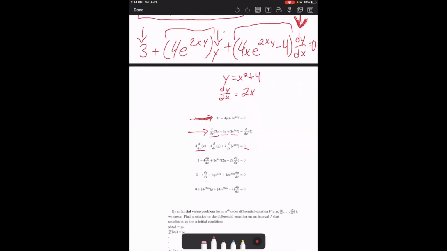Moving on, we'll actually evaluate these derivatives. The derivative of x is just 1, so we're just left with 3 as our first term. The derivative of y with respect to x, well, we don't actually know how to simplify that anymore, so it is dy dx.